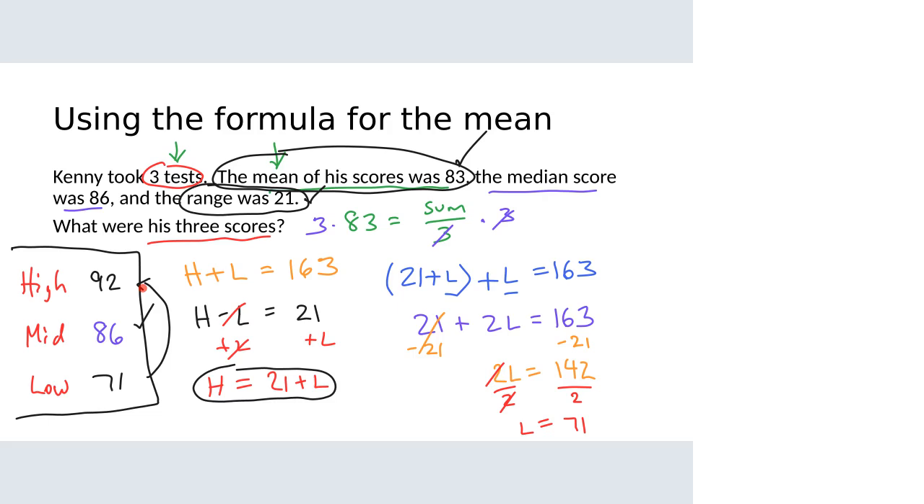Let me know if you have questions on that before I have you try one. I think it's a really cool question. The key here is start with the median and then use the idea that you know one of the scores to figure out what high plus low has to be. All right, let's try one.